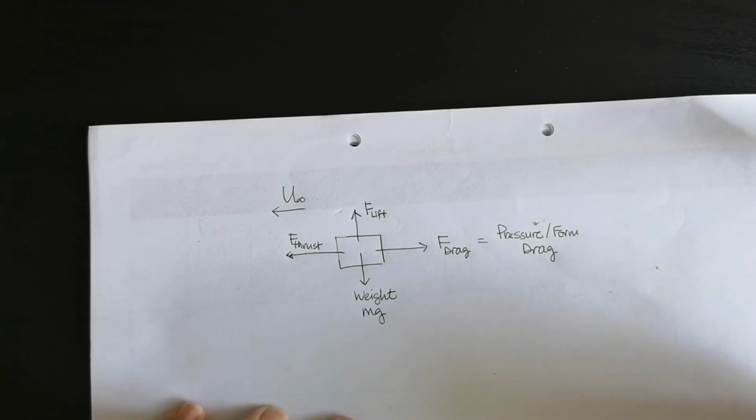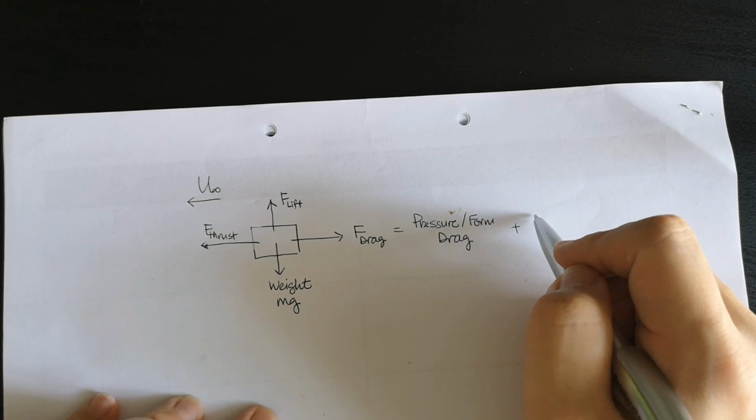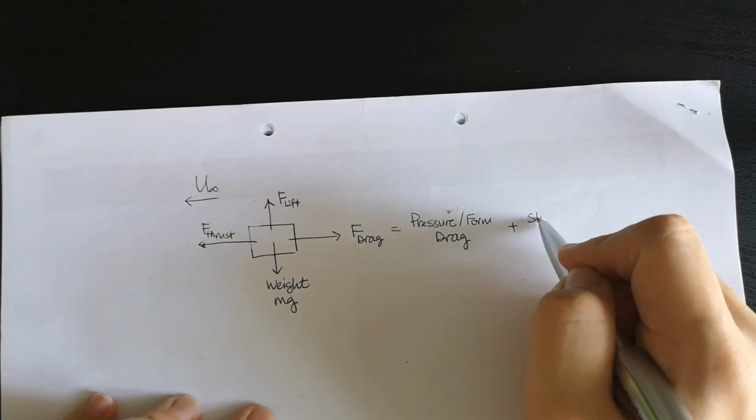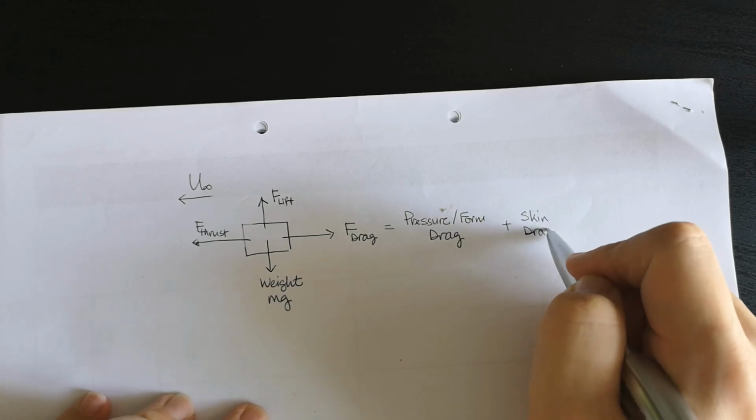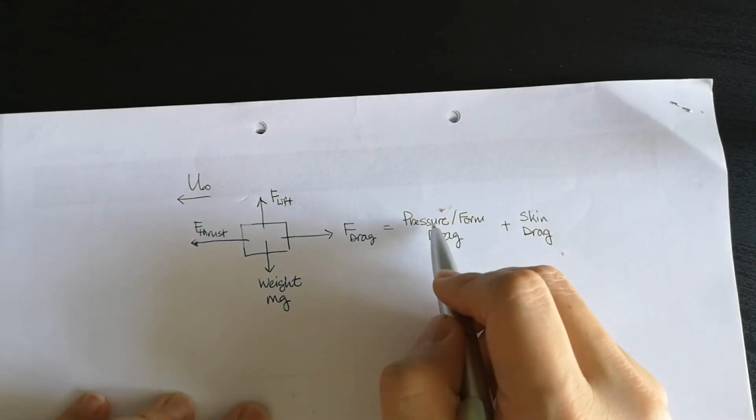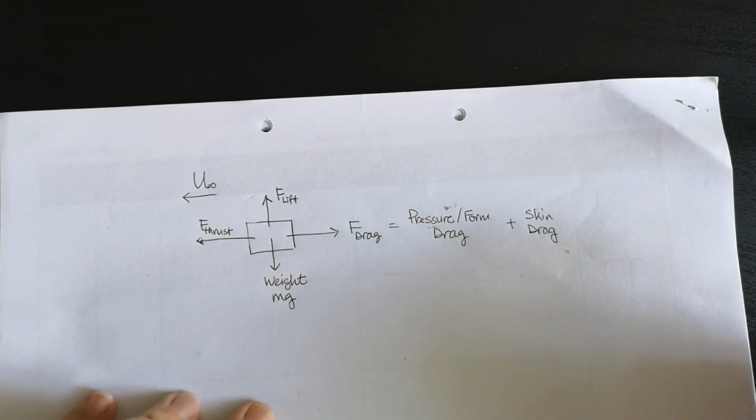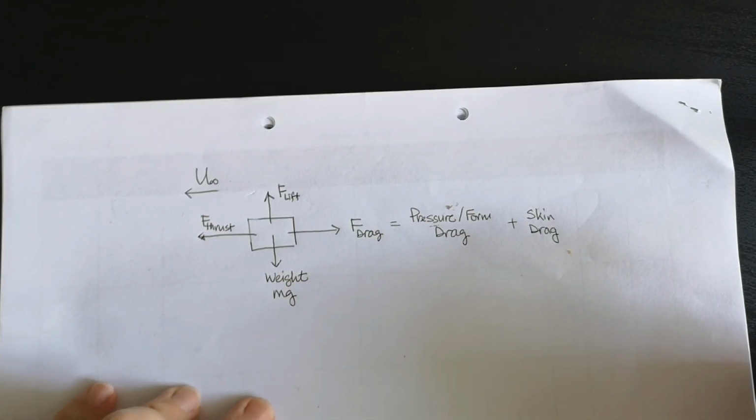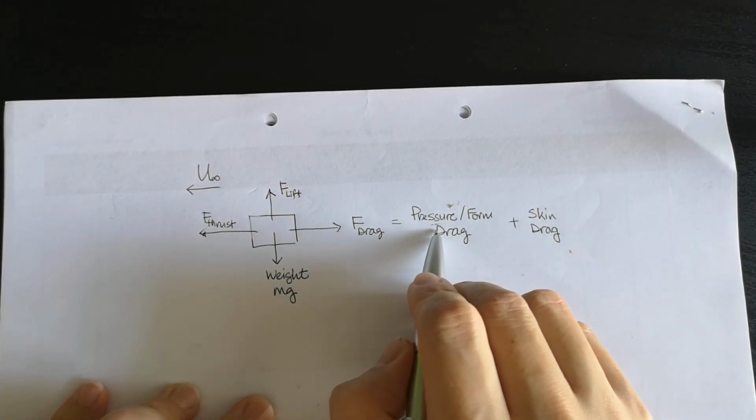Other than this, we have skin drag. Skin drag mainly occurs on the surface. Pressure drag is mainly caused by the change of pressure in two regions acting over a surface, so it will contribute to pressure drag.